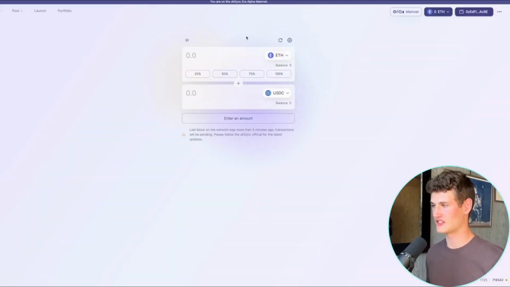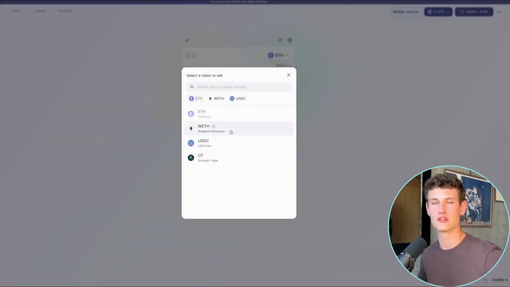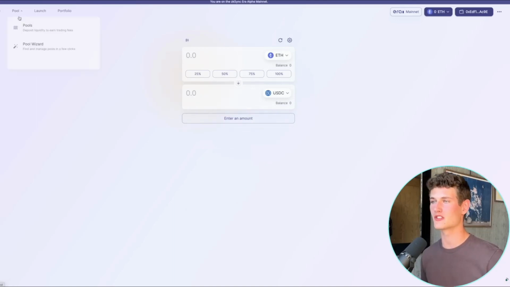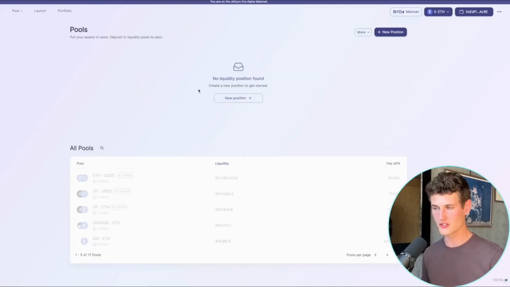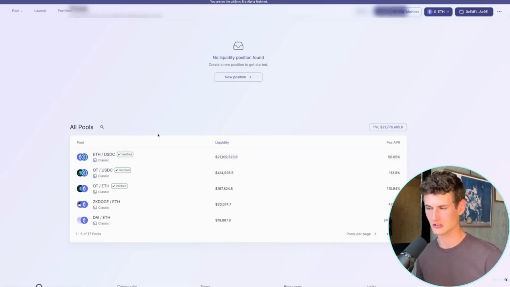SyncSwap is very similar. As you can see, you're also able to swap assets. At the moment, there aren't that many assets that have launched on zkSync Era yet, so it's primarily just USDC and wrapped Ethereum. Here on SyncSwap, you can also go to pools and provide liquidity into one of these liquidity pools, like for example, Ethereum and USDC here, which is at the moment generating quite a large APR from the fees being generated by this pair. And that is essentially what I've been doing so far.